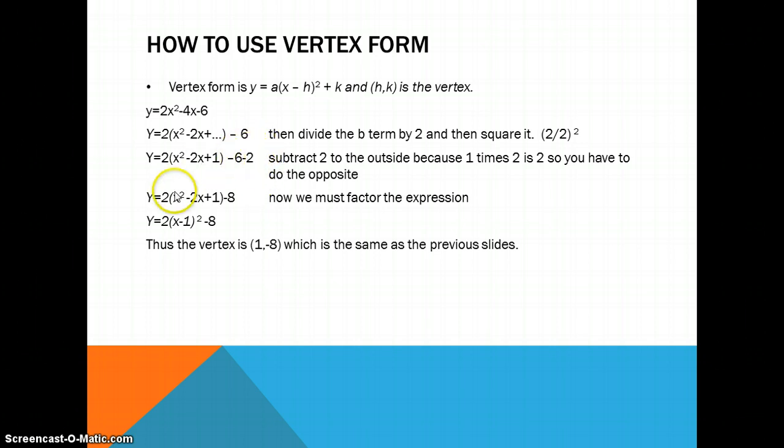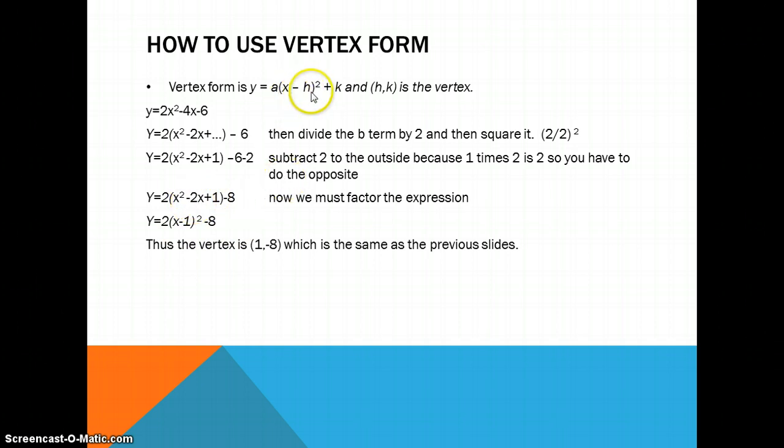So now when you combine it together, we get 2 times (x squared minus 2x plus 1), and then minus 8. Now x squared minus 2x plus 1 is a perfect square, so it comes down to (x minus 1) squared. And how you can figure out this term is it's always going to be whatever this term was divided by 2.